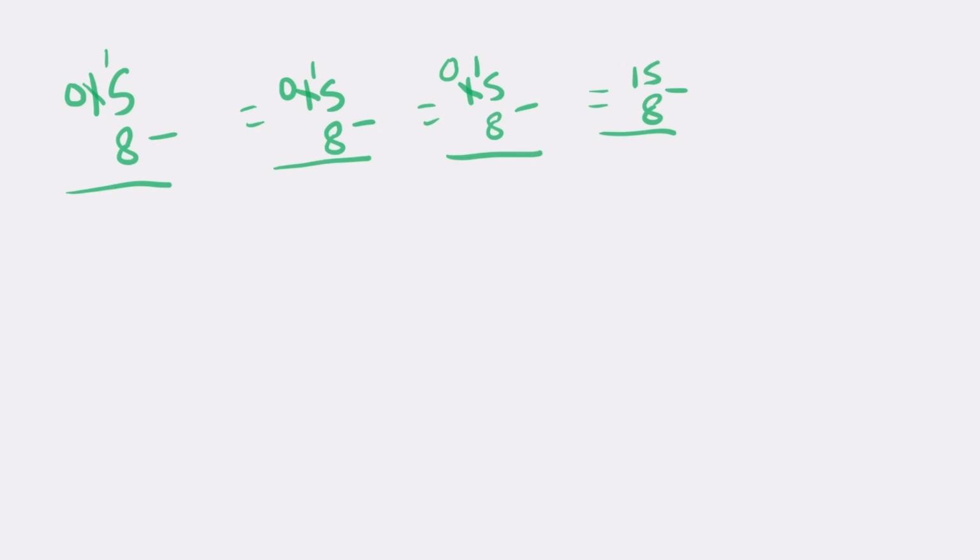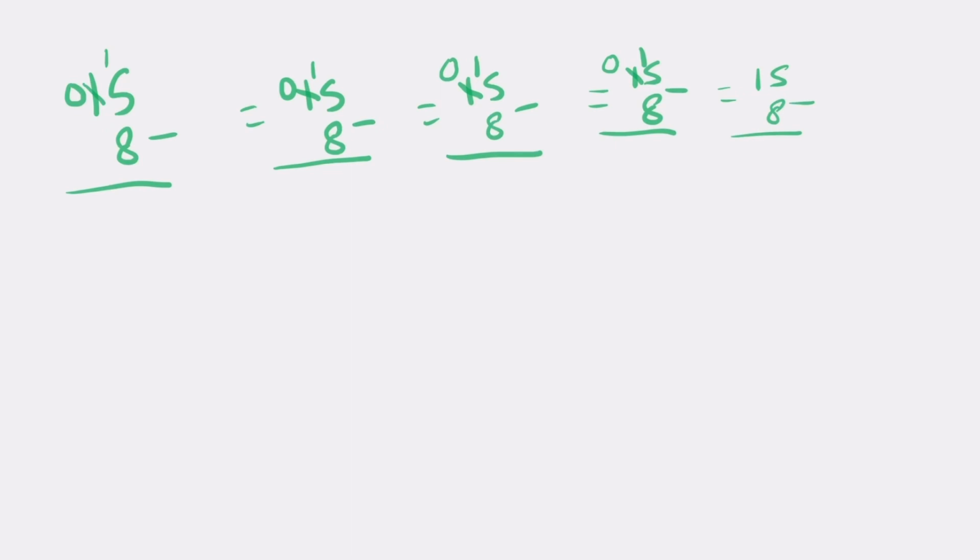Now, you can't take away an 8 from a 5, so you take the 1 from here, carry it there, make that into a 0, and that would be 15 minus 8.